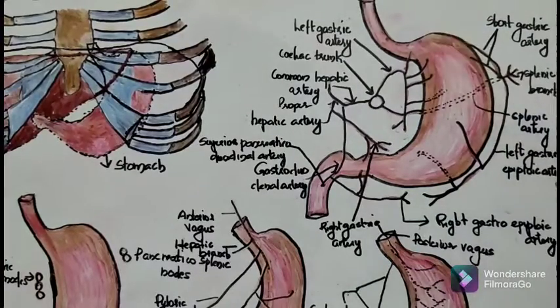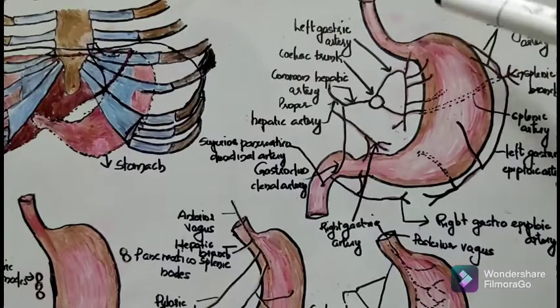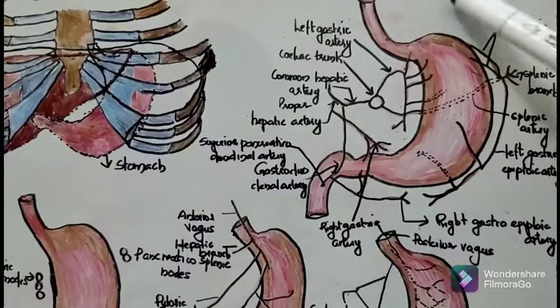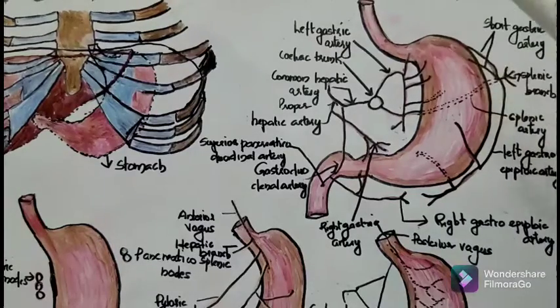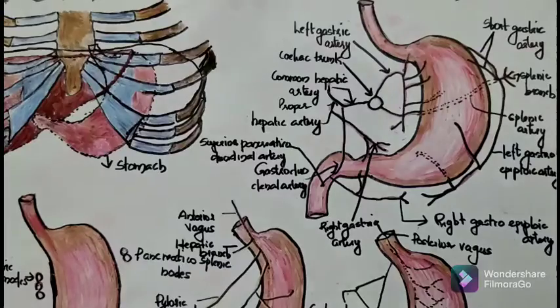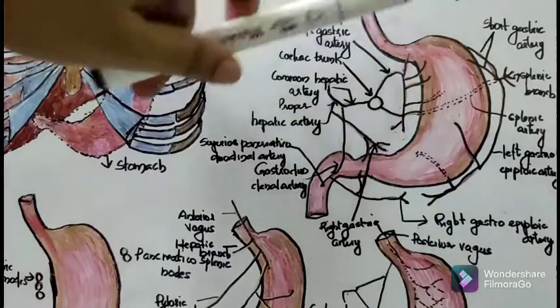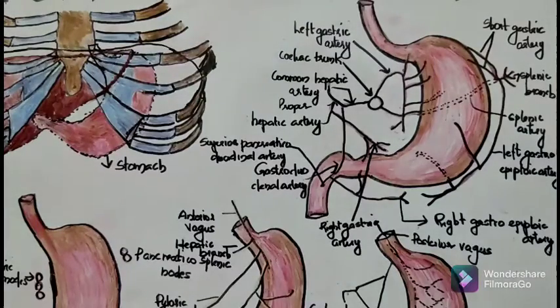Near the fundus of the stomach, the two layers of peritoneum, the anterior and posterior layers, join to form the gastrosplenic ligament. Near the cardiac portion of the stomach, the posterior layer of peritoneum reflects on the diaphragm to form the gastrophrenic ligament.